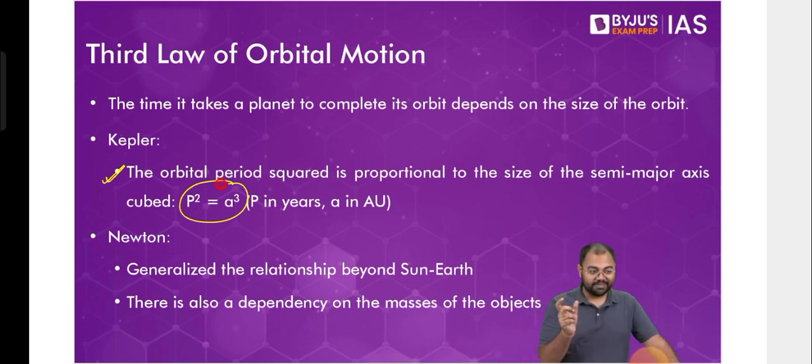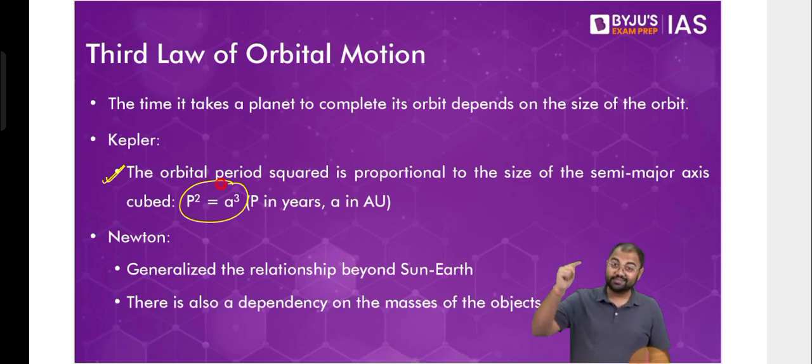But he mathematically proved that this is exactly the relation between the size of the axis and the time it takes to complete the orbit. For example, Earth takes almost 365 days to complete one revolution, whereas Pluto takes 238 years to complete one revolution. Why? Because Pluto is far away, so it takes more time. Earth is near, so it takes less time.